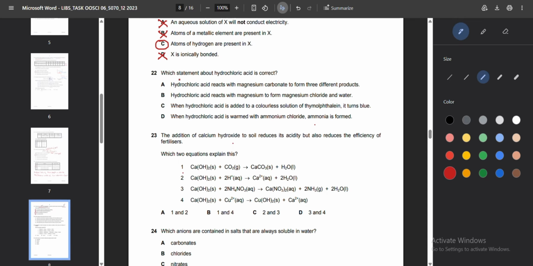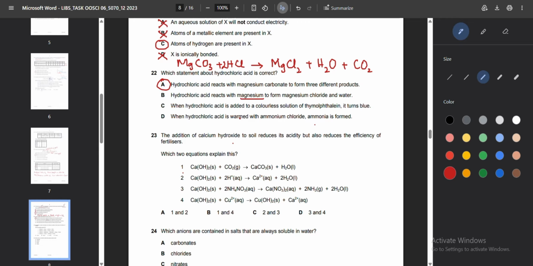Question number 22. Which statement about hydrochloric acid is correct? Hydrochloric acid reacts with magnesium carbonate to form 3 products. We can write the reaction. For magnesium carbonate, MgCO3 is magnesium carbonate plus hydrochloric acid. It's an acid-base reaction, neutralization reaction. The product would be salt, MgCl2 plus water. But since it's a carbonate as well, so carbon dioxide gas will also be formed. We can now balance this equation. So 3 products are formed. So option A is the correct one.